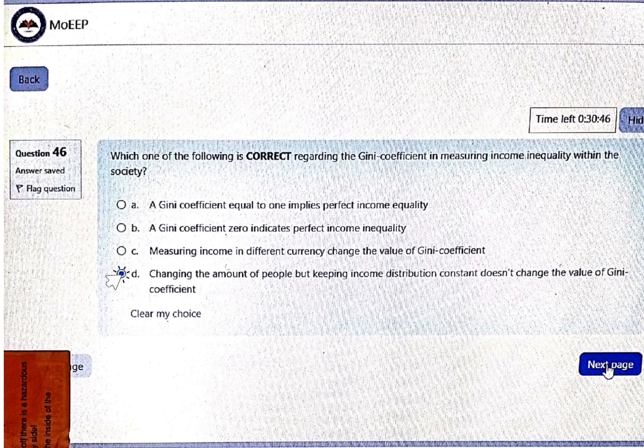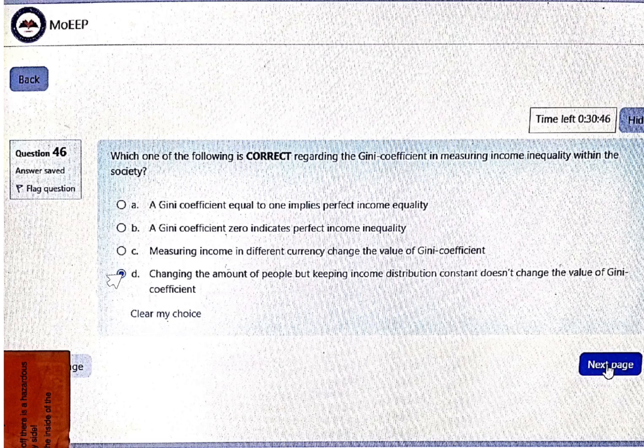Why? Because the Gini coefficient measures income inequality ranging from 0, which is perfect equality, or everyone has the same income, to 1, which is perfect inequality, or one person has all income. Why is option D correct? The Gini coefficient depends on the relative distribution of income, not the number of people. If population changes but income shares remain the same, inequality does not change. Therefore, the Gini coefficient is scale independent of population size.